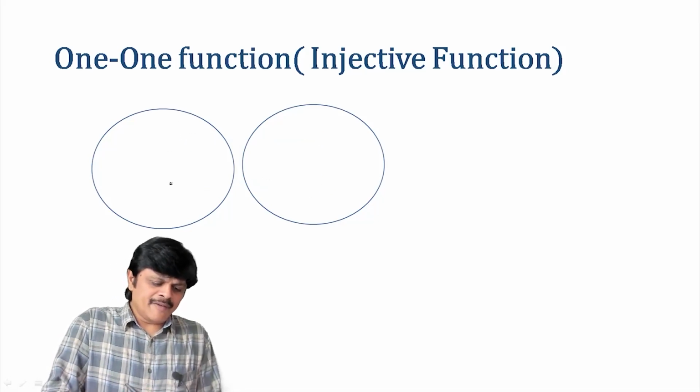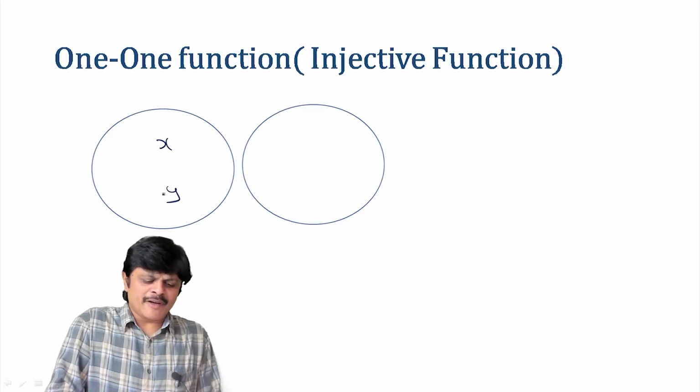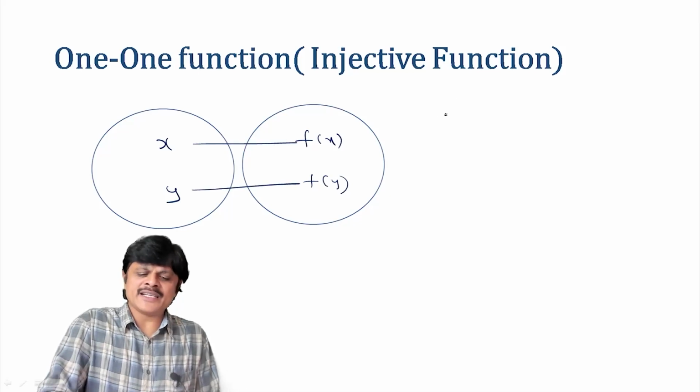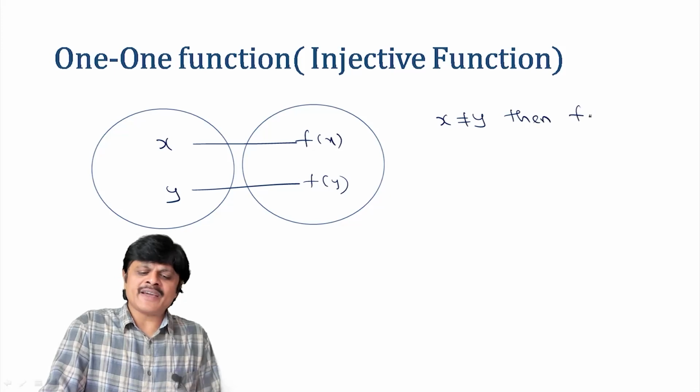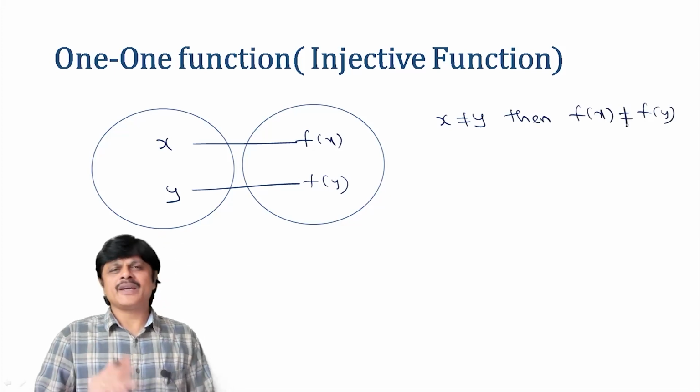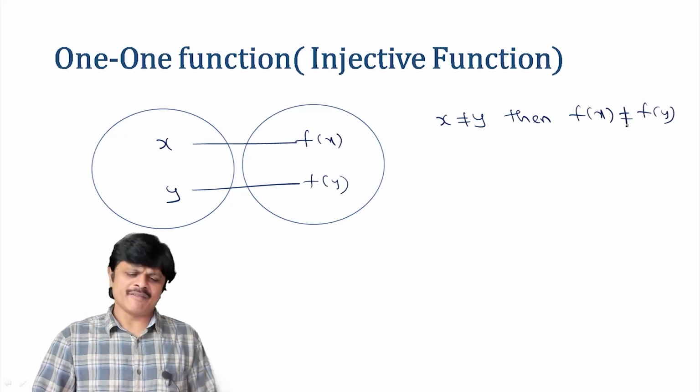For example, if I say x and y are two different elements, their images also must be different. These two must be different. That is, if x is not equal to y, then f(x) should not be equal to f(y). That is the definition of one-one function.